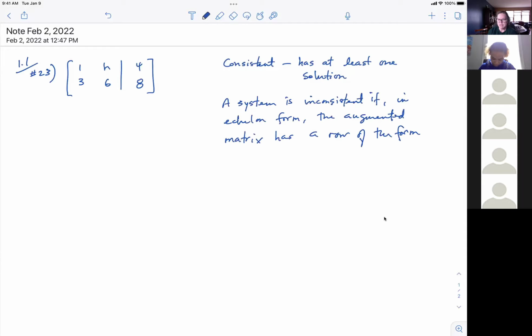You remember what that form is? All zeros, and then in the augmented column, not zero. Exactly. So we've got all zeros, 0, 0, and then in the augmented column, not zero. Okay, so basically these are the two facts we're going to use to answer this question. All right, so the first thing we need to do is put that matrix in echelon form.